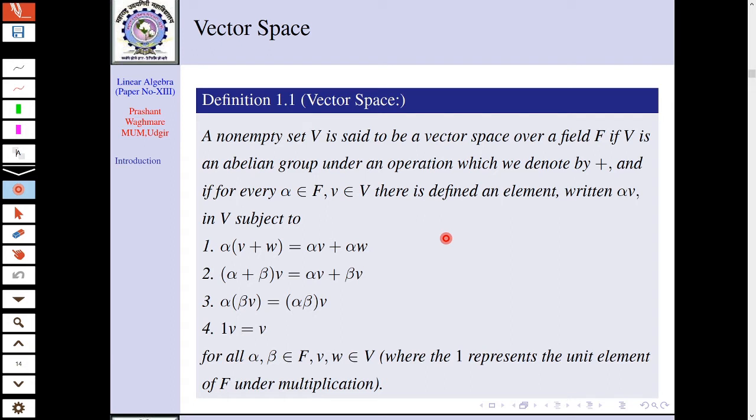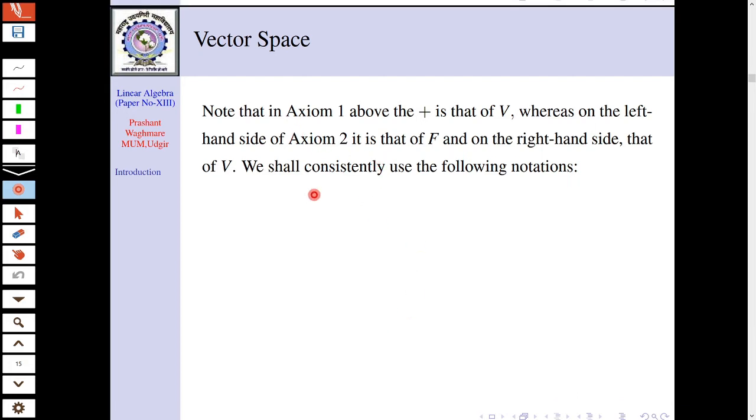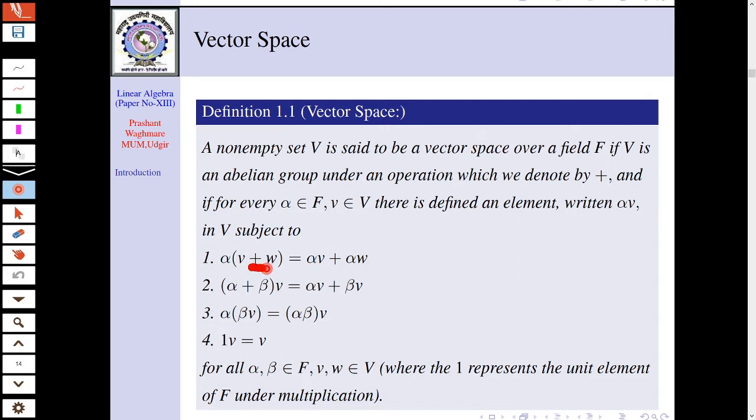Basically what is a vector space? It should be an abelian group with respect to addition, and with respect to scalar multiplication it should satisfy these 4 properties. That's it. So let's see some examples, or first of all let's see what is there in axiom 1. You can observe here in axiom 1 this plus operation. This plus operation is an operation of what? Operation in V, because you are adding the vectors here.